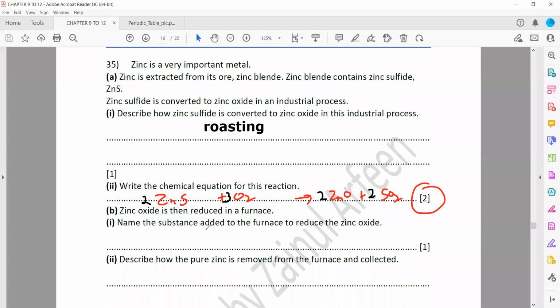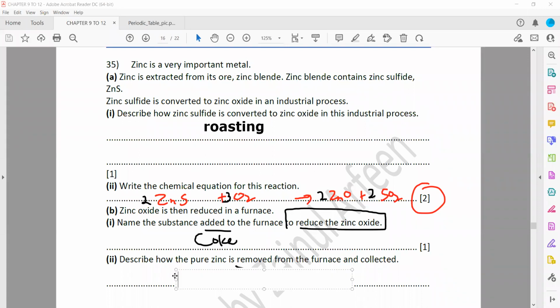Then name a substance that is added to a furnace to reduce the zinc oxide. For both extraction of iron and extraction of zinc, we use coke or carbon as a reducing agent, or to produce a reducing agent such as carbon monoxide. Describe how zinc is removed from the furnace and collected. Zinc first evaporates and then condenses. Because of the high temperature, zinc is evaporated, and then it is condensed, converted back from a vapor to a liquid state, and we remove it from the furnace.